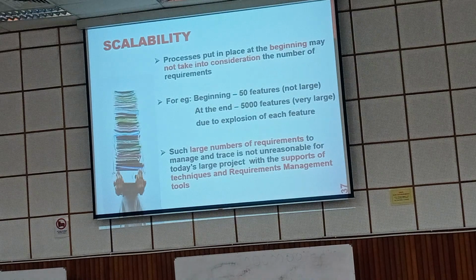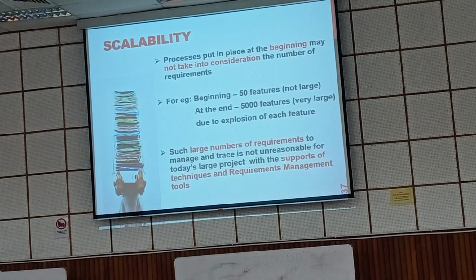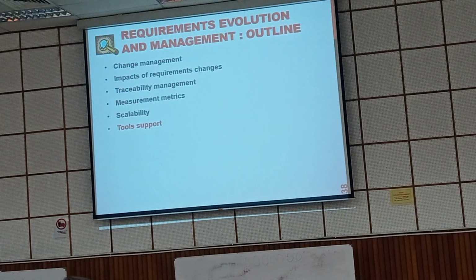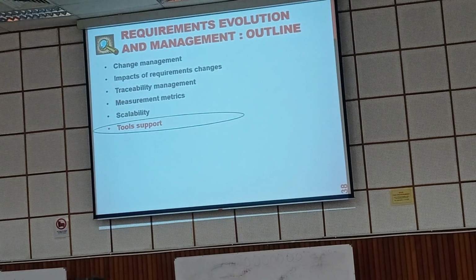So at the beginning 50 features, at the end can come up with 5,000. You know why? Always the requirements go through a lot of changes. So when requirements go through changes, obviously requirements will either increase or decrease. So at the end, sometimes requirements can end up growing too many, too big. So that is called scalability. Usually project size is scalability. You can determine the size through the scalability.